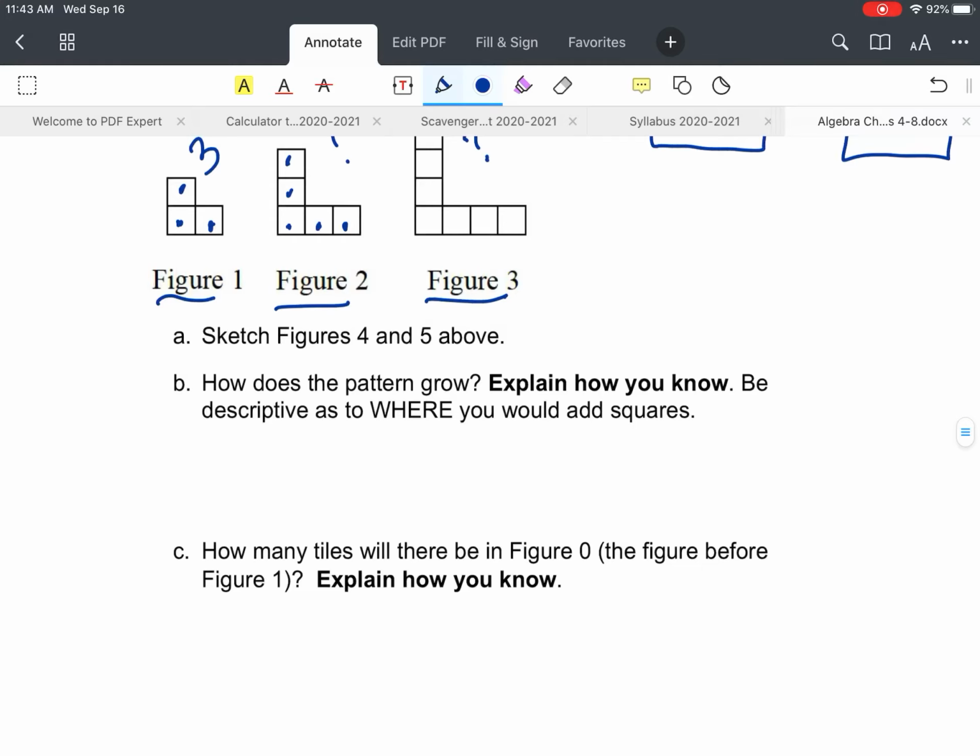Then part B says, how does the pattern grow? In other words, how many tiles are you adding each time? And then tell me where those tiles are being added.